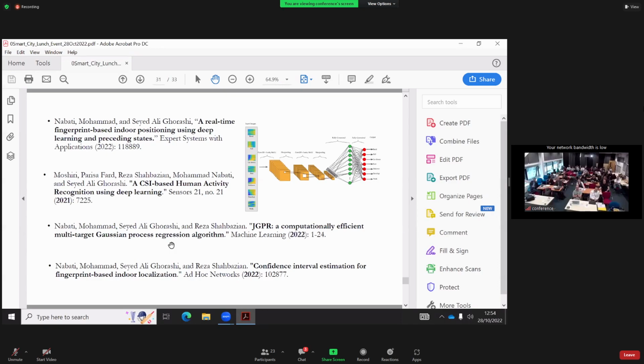And based on this work, we improved it to use a computationally efficient multi-target Gaussian process. It was a 2-dimensional one. We extended it to more than 3-dimensional Gaussian process regression and published it as another paper, again in 2022. And we also calculated the confidence interval estimation. That was a more theoretical part of the work, confidence interval estimation for fingerprint-based indoor localization. And we published it in Ad Hoc Networks.